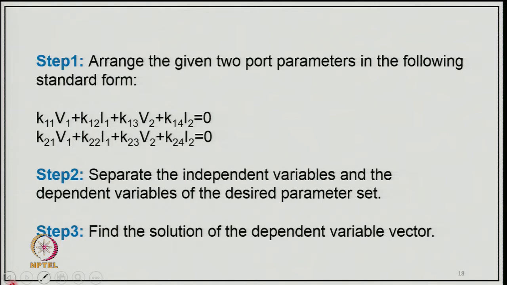It looks like there are 2 equations with 4 unknowns, but we already talked about how out of these 4, 2 are dependent and 2 are independent variables. So, virtually 2 equations are required for solving the 2 unknown variables. The second step is to separate the independent and dependent variables of the desired parameter set, and the third step is to define the solution of the dependent variable vector.